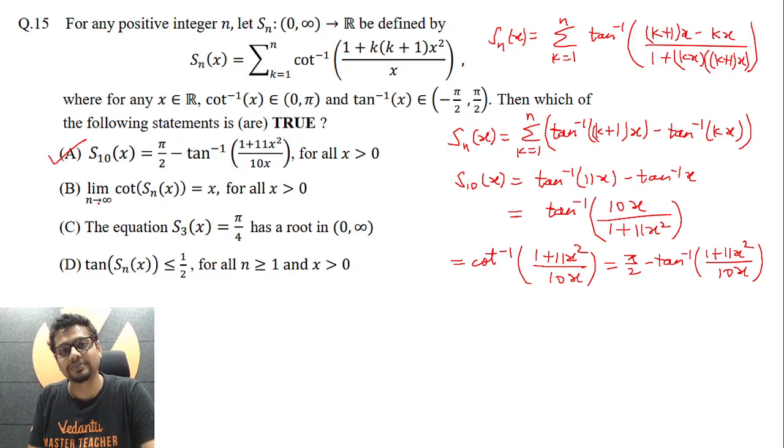It is a multiple choice, multiple correct type question. Let's explore option B. So here, as you go for option B, limit n tending to infinity of cot of S_n(x) equal to x for all x greater than 0.